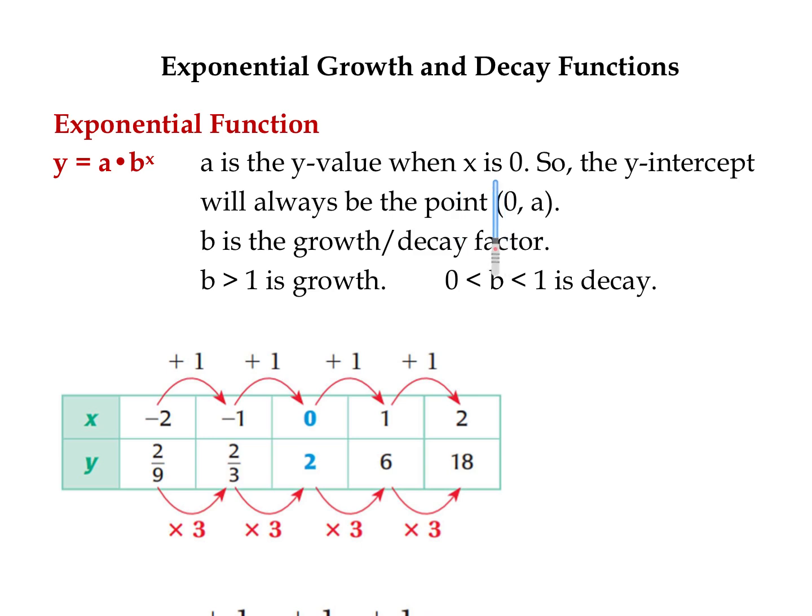A is the y value when x is 0. That means it's the y-intercept, right? The y-intercept is always the value when x is 0. So we'd have (0, a) as our y-intercept. So again, the a value is always your starting amount when x is 0.